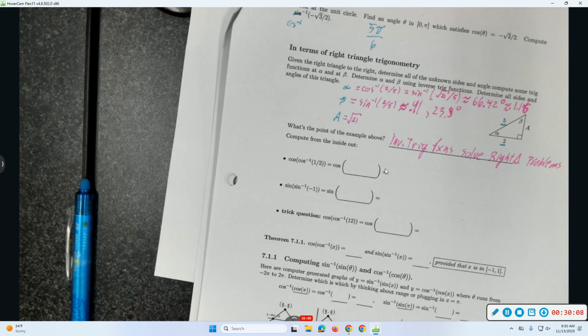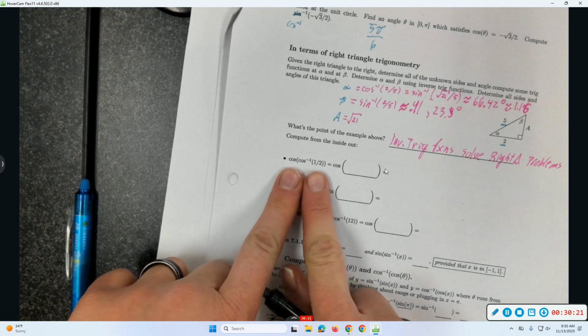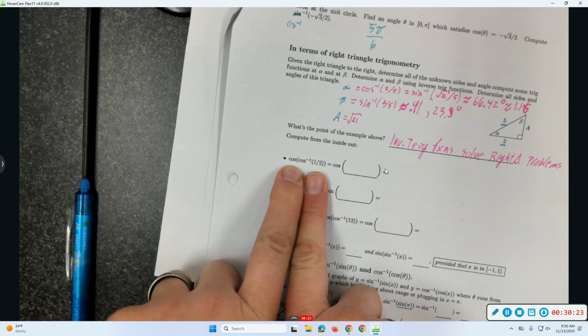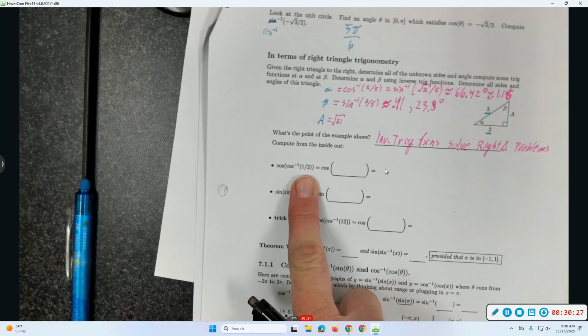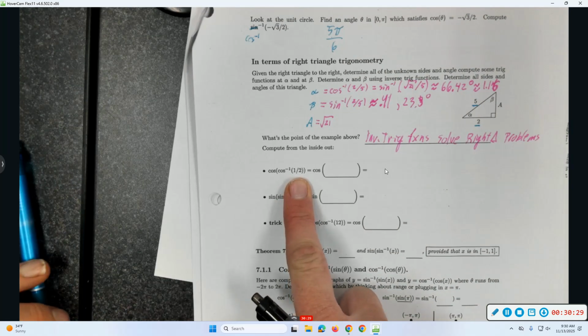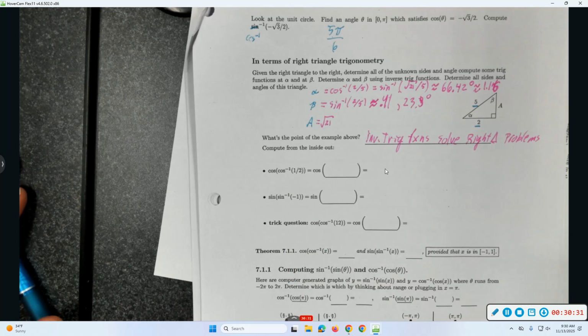What I'd like to do with the rest is look at some weird stuff that can happen with inverse trig functions. Let's start with something relatively normal and not surprising. Let's compute from the inside out. Let's compute cosine of inverse cosine of 1/2. First things first, let's look at your unit circle. What is the inverse cosine of 1/2?